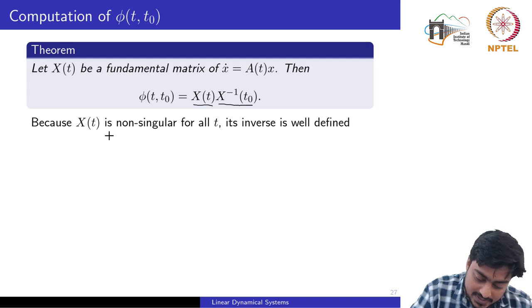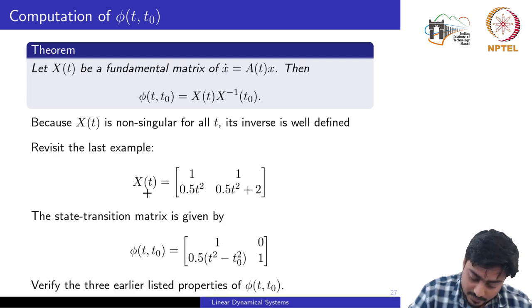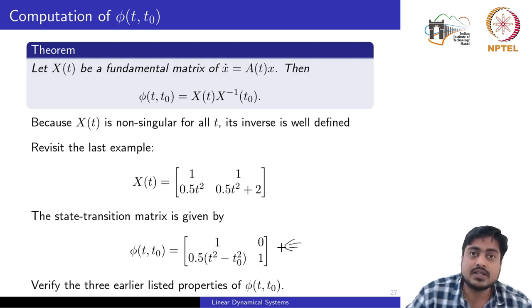Now, because x of t is non-singular for all t, its inverse is well defined. Let's see the example. In the last example we computed the x of t. If I compute this x of t at t equal to t naught and multiply this matrix with the inverse of the fundamental matrix at t equal to t naught, I would get this state transition matrix. So instead of computing the Peano-Baker series, we can compute the closed form solution of the state transition matrix in terms of the fundamental matrix.